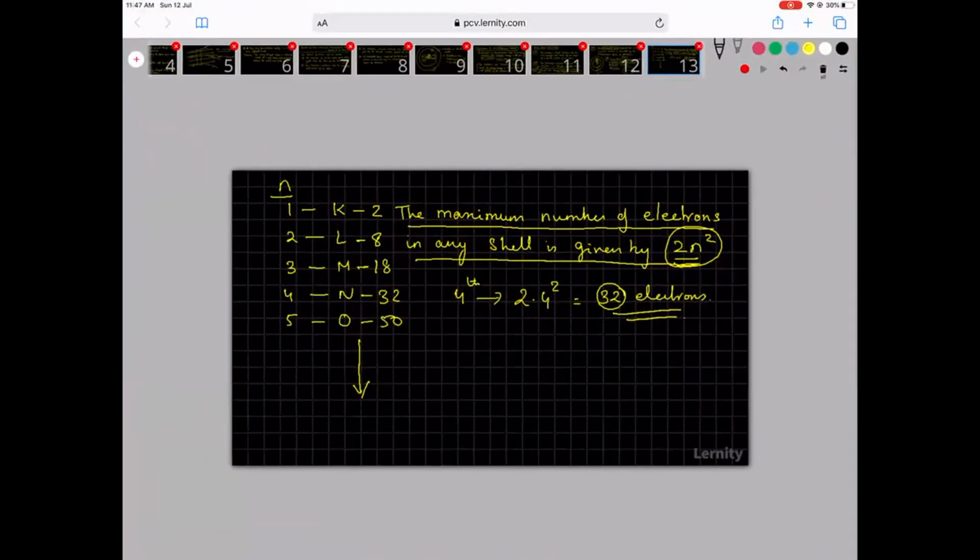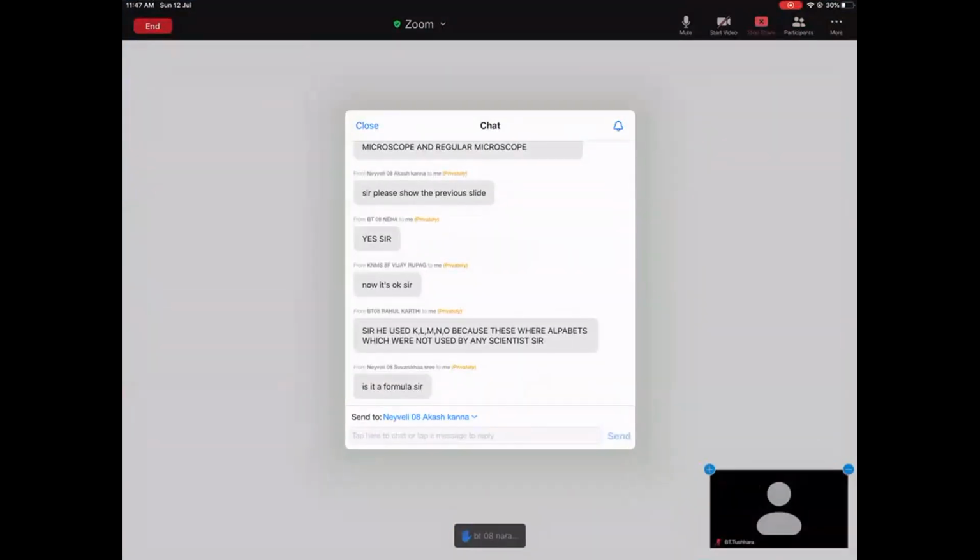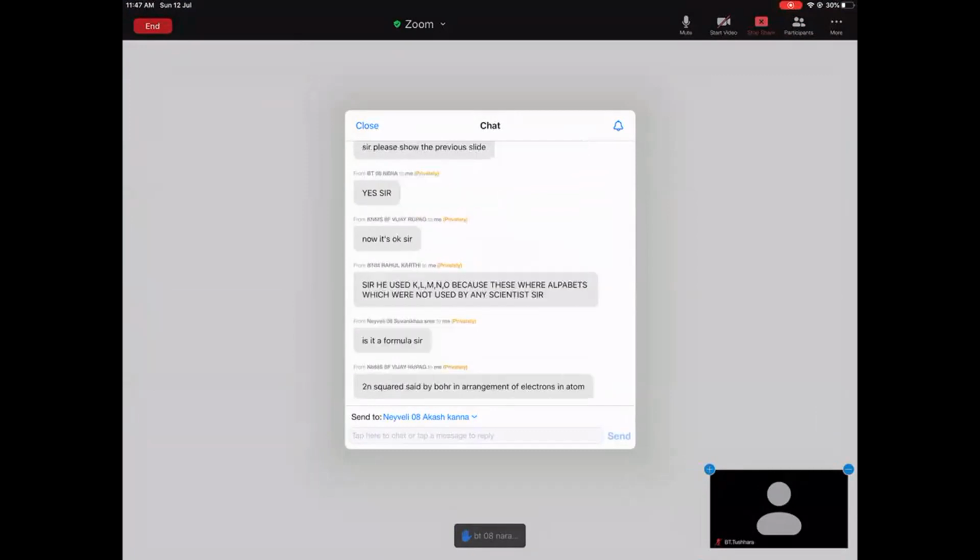Now I'll just quickly see if there are any questions. Is it a formula? Yes, it is a formula. Sir, were K, L, M, N used because there were alphabets not used by any scientist? Not necessarily. I'm just giving you some answer. I have not thought about the answer for that. Probably because they were not used by any other scientist.